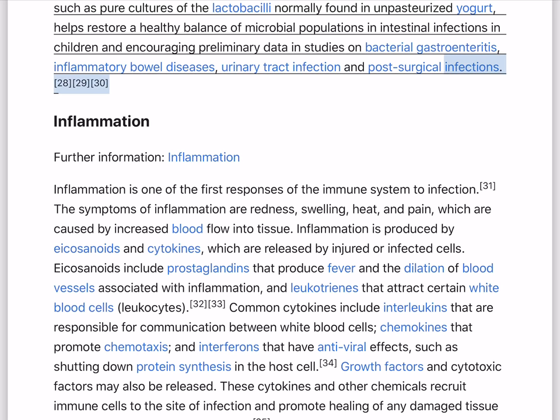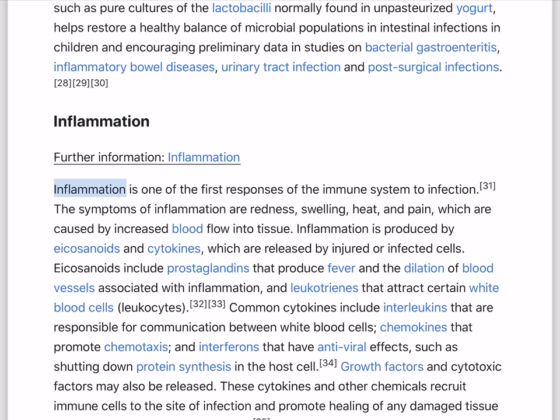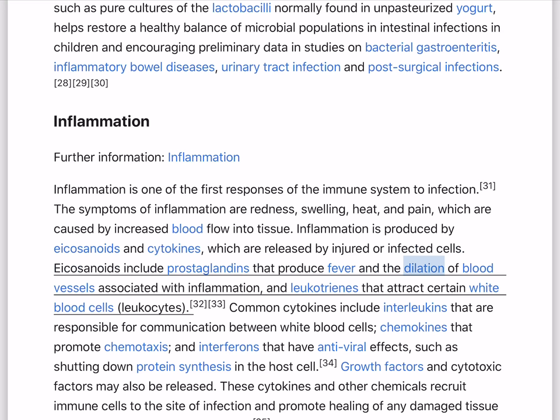Inflammation. Inflammation is one of the first responses of the immune system to infection. The symptoms of inflammation are redness, swelling, heat, and pain, which are caused by increased blood flow into tissue. Inflammation is produced by eicosanoids and cytokines, which are released by injured or infected cells. Eicosanoids include prostaglandins that produce fever and the dilation of blood vessels associated with inflammation, and leukotrienes that attract certain white blood cells, leukocytes.